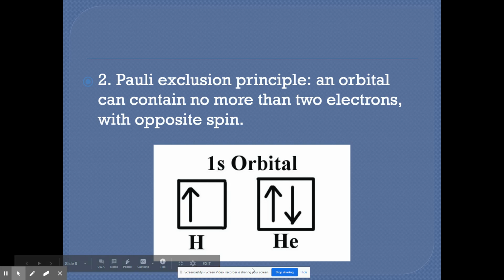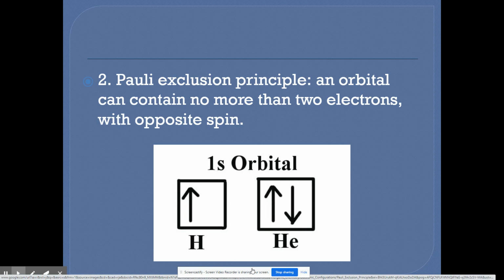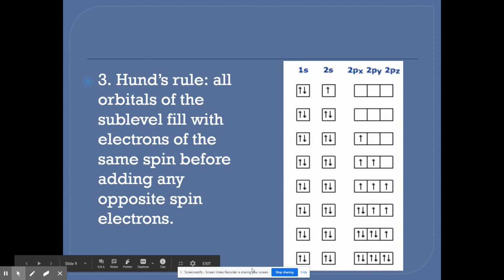The Pauli exclusion principle says an orbital can contain no more than 2 electrons with an opposite spin. So each box or line can hold up to 2 electrons. One is going up and the other is going down. And in Hund's rule, all of the orbitals of the sublevel fill with electrons of the same spin before we add any of the opposite spins.